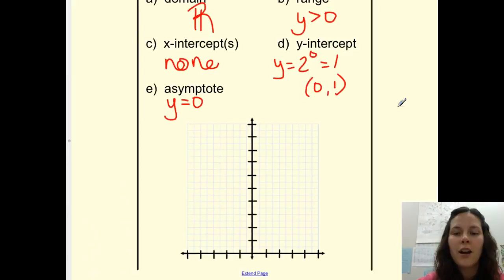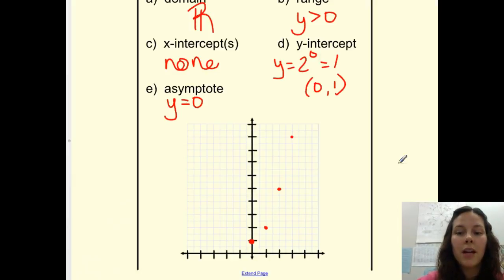So let's take a look at the graph of our function. Plotting our y-intercept, we have (0, 1). And then I'm quickly going to run through a t-chart for this one, so I'm going to talk through the t-chart instead of writing it down. 2 to the first power is 2. 2 to the second power is 4. 2 to the third power is 8. And 2 to the fourth power is 16, which won't fit on our graph.